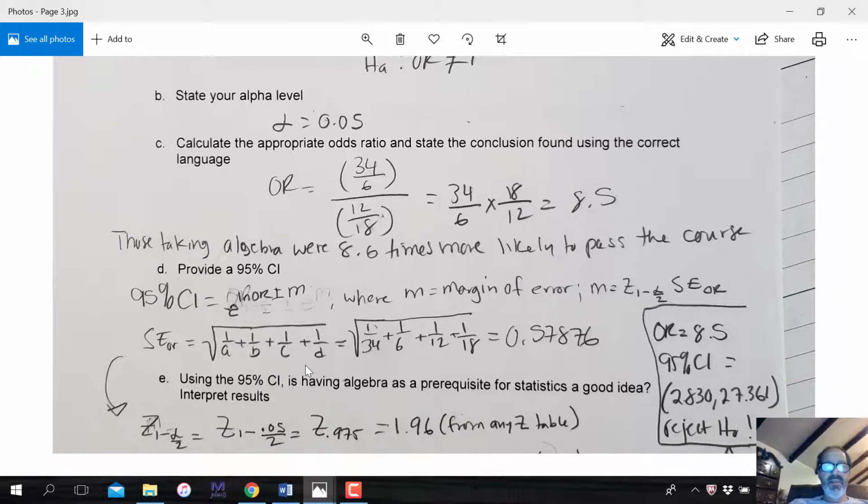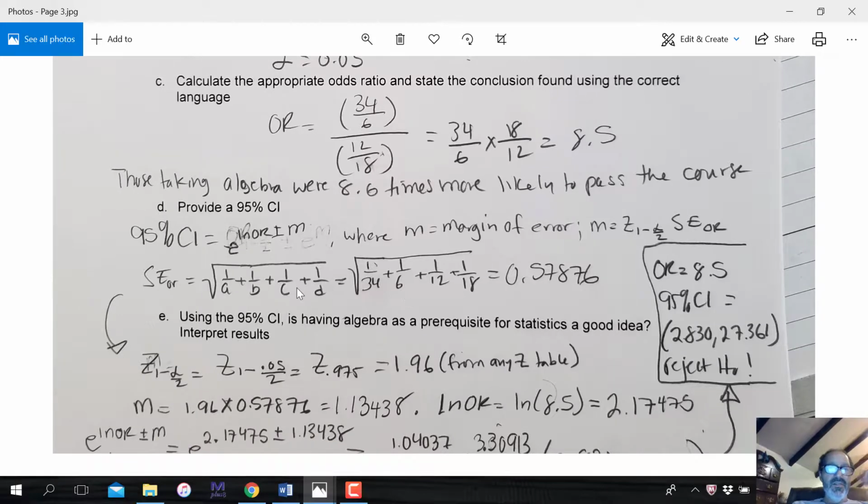0.57876, and we need the standard error in order to complete this equation for the confidence interval. So if you look at the 95% confidence interval, I have e, or Euler's number, raised to the natural log of the odds ratio plus or minus whatever the margin of error. So we have to calculate this margin of error. So the margin of error is our z value for whatever our alpha is. So remember, z value is related to the standard normal distribution, alpha divided by 2, because it's two-tailed. You always have two tails, obviously, when you're doing a confidence interval, because you have below and above, times the standard error of the odds ratio.